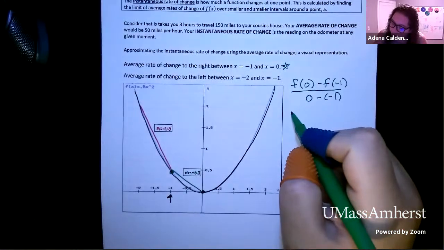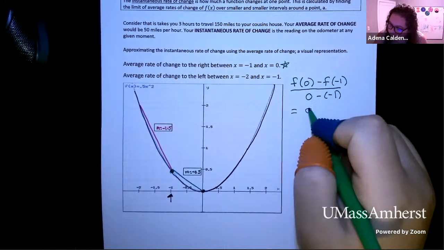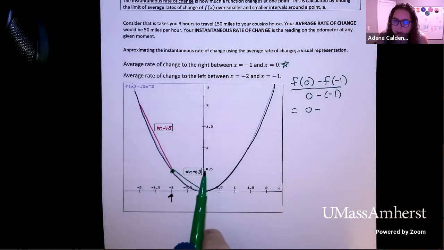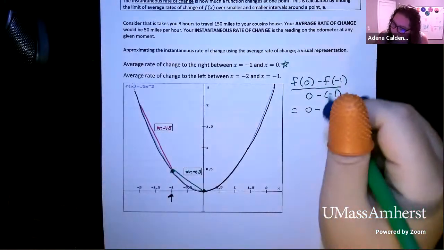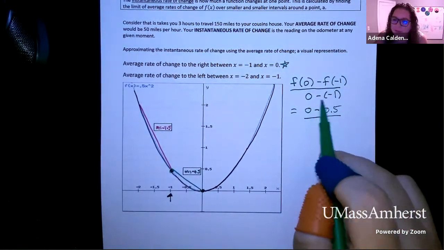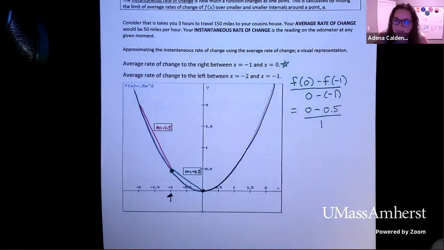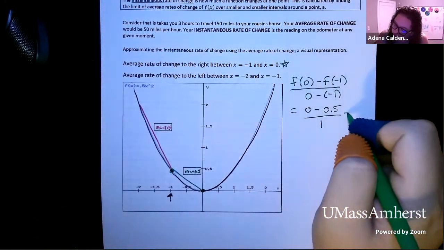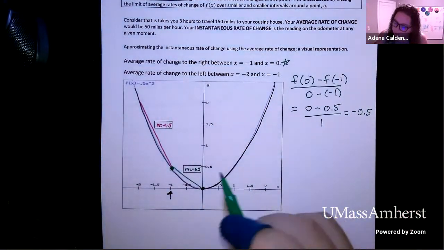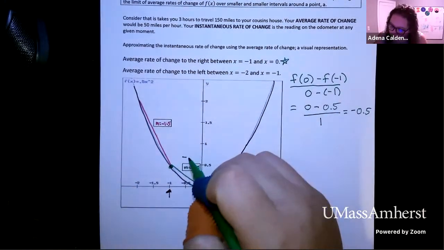So when I approximate this, f of 0 looks like it's going to be 0 minus, now f of -1 looks like it's going to be approximately 0.5. So 0.5 divided by, now on the bottom, I have 0 minus -1. So the minus and the -1 are going to cancel to give me +1. And so this gives me -0.5. So the slope here, I don't know if you can see, I already wrote it down, but I'm going to write it a little bit bigger.